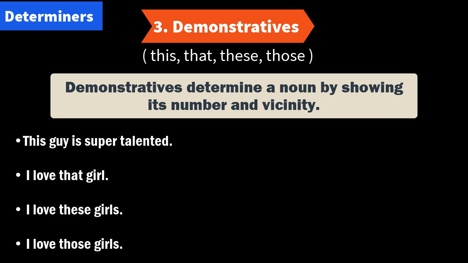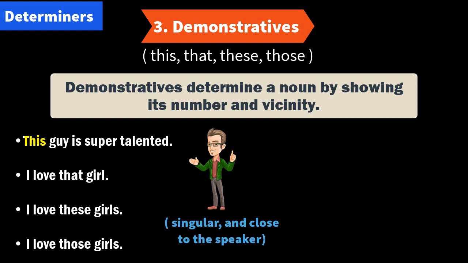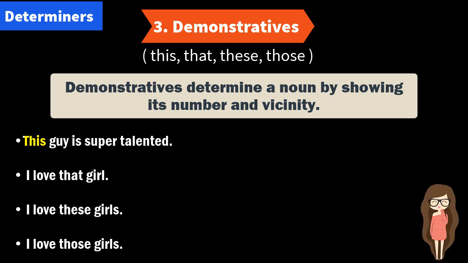Let's take some example. This guy is super talented. Which guy? This guy. So this here is a determiner, right? Indicating a particular number and also indicating the location, which is quite close to the speaker, right? This guy, which is one in number and close to the speaker. I love that girl, right?